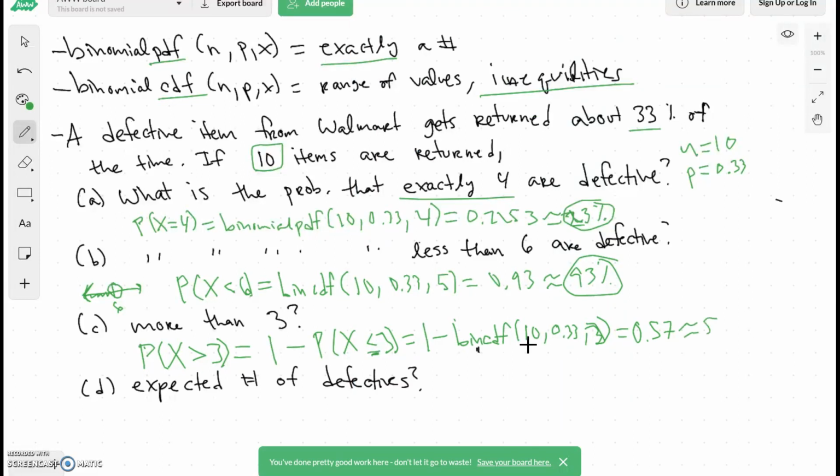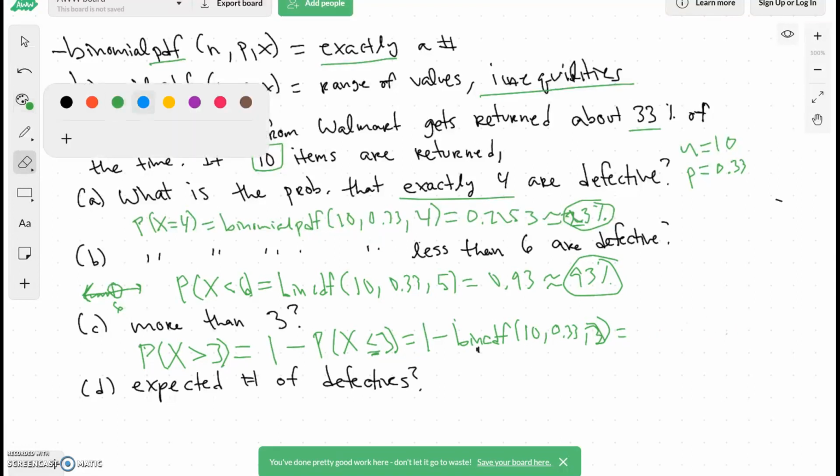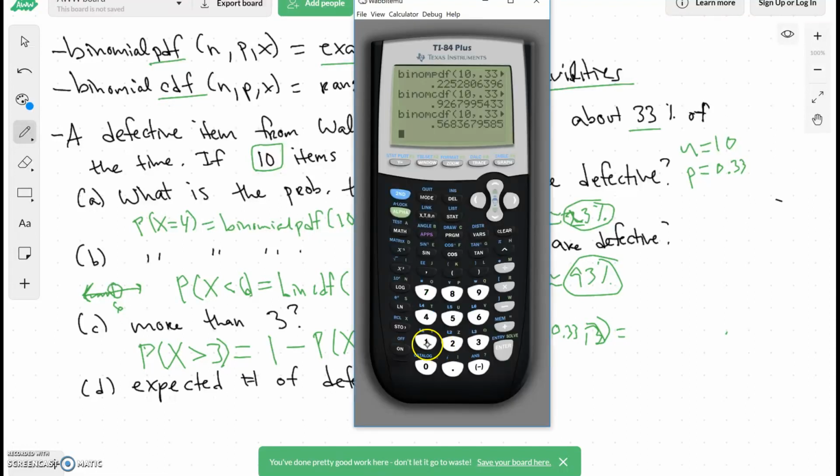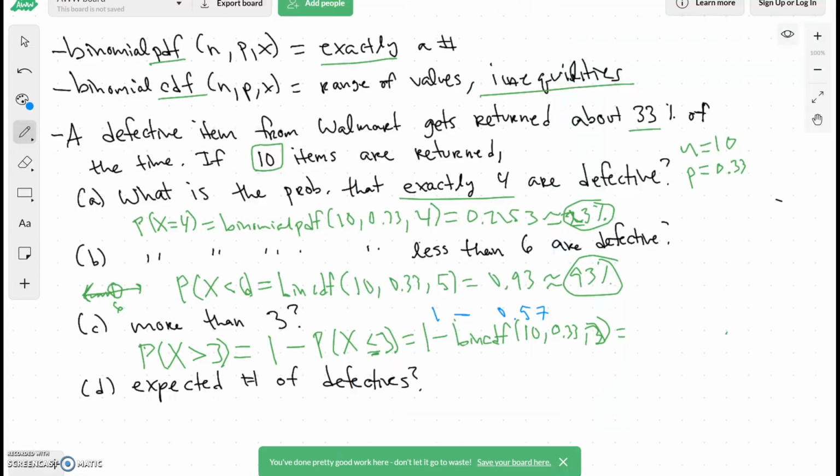Okay, or approximately 57%. Whoops, I'm messing up, because this is 0.57, right? Right here, 0.57. And now I have to subtract it from 1. Oh, I almost forgot that. So 1 minus 0.57. I don't know why I put this in the calculator. It's just going to be 0.43. Okay, that is the answer. So don't make the mistake that I was about to make, which is forgetting to subtract it from 1.